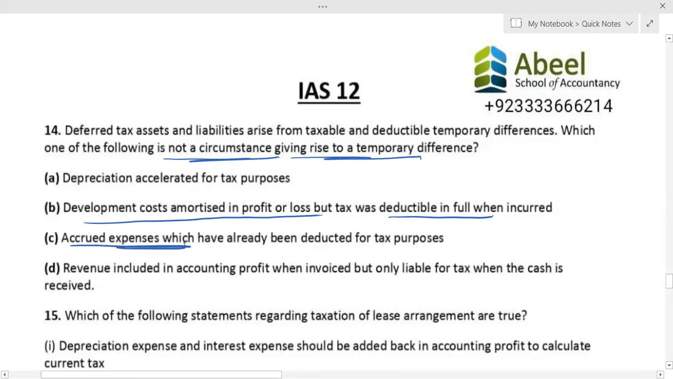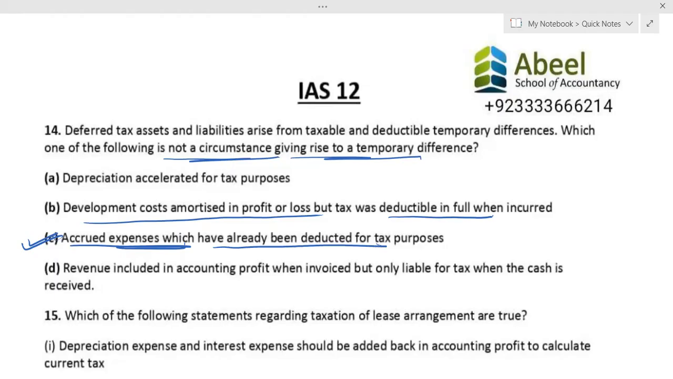Accrued expenses means expense debit, accrual credit, which have already been deducted for tax purposes. Due to C, there will be no taxable or deductible difference. Why? The double entry of accrued expenses is expenses debit, accrual credit. So accounts people treat the debit side of accrual as an expense, obviously, and the taxation authority is saying we have already accepted that as an expense. So in point C, the accounting and taxation treatment is the same. So whenever accounts and taxation treatment is the same, there will be no temporary difference.